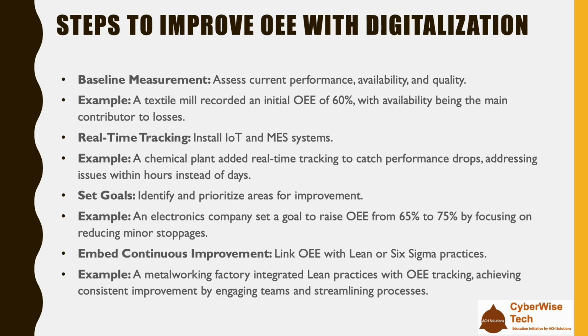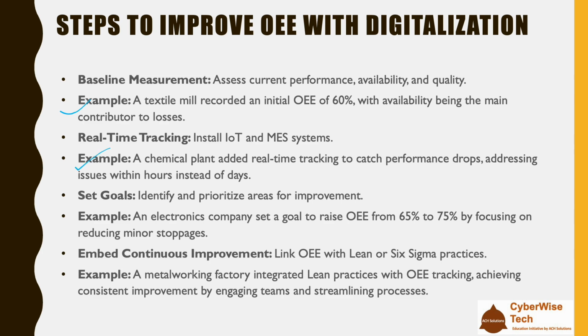Now let's see some of the steps to improve OEE with digitalization. The first is measure your baseline to understand where you stand. For example, a textile mill started with a baseline OEE of 60% and identified availability as the main issue. Second, leverage real-time tracking to identify performance drops instantly. A chemical plant that did this resolved issues within hours, not days.